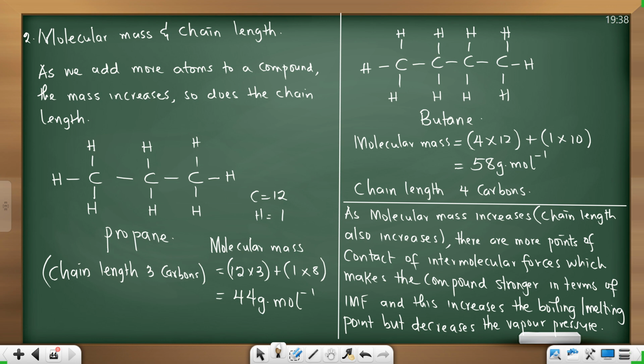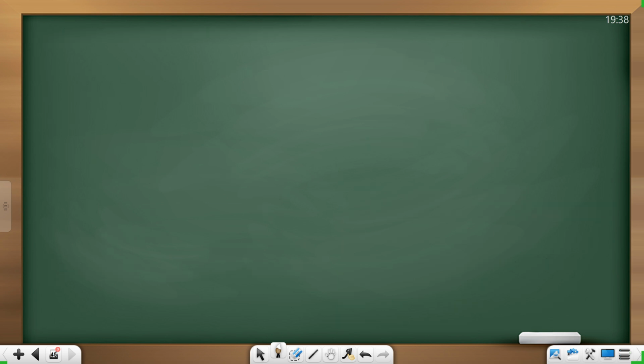Okay, we're good. Number 3, structure. Structure of the compound.